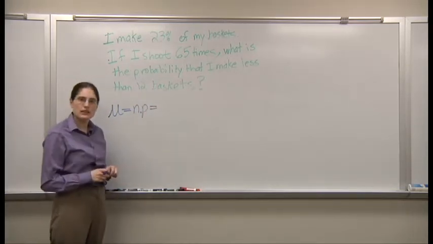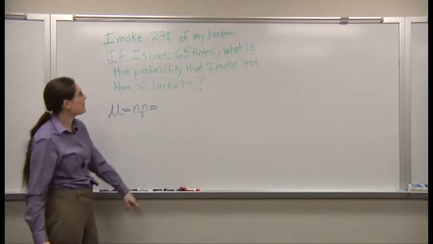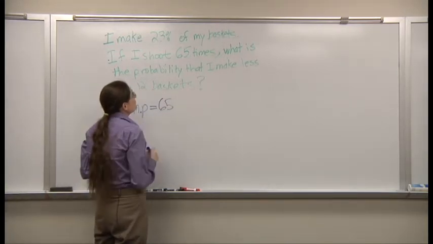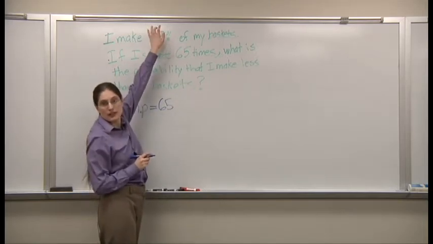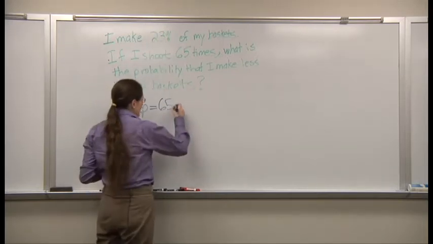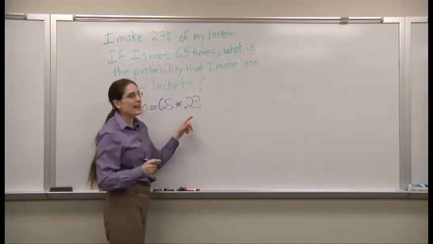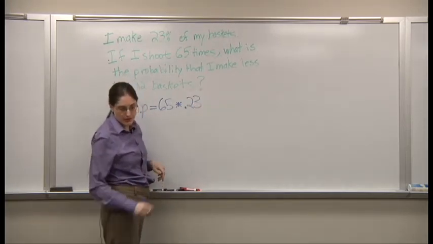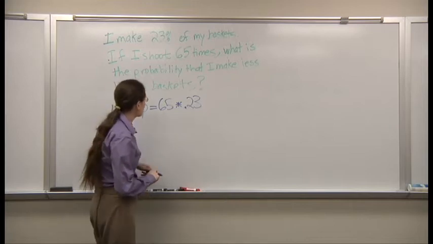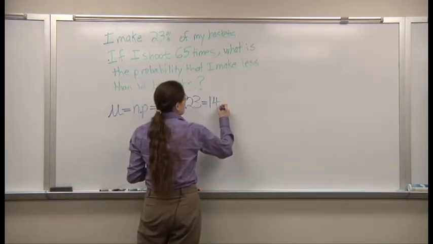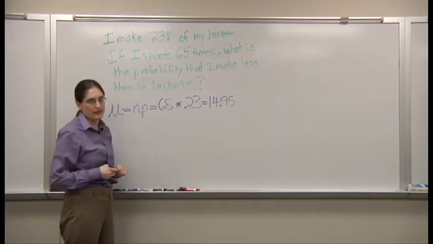What's n? The number of baskets, 65. And p? Probability of success. Make it a decimal, 0.23 rather than 23%. You multiply that, 14.95.